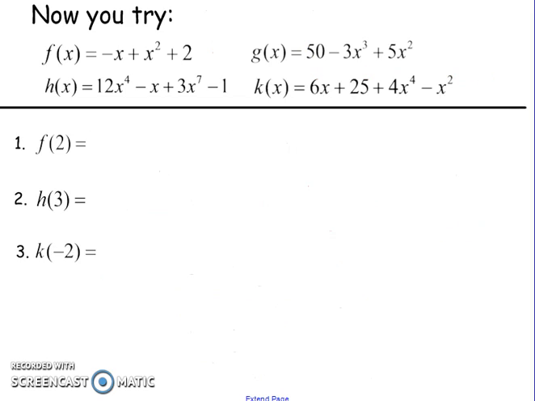Okay. And then here's some examples that you guys can try. You're going to plug in, match the letter, and then plug in the x value, and then solve.